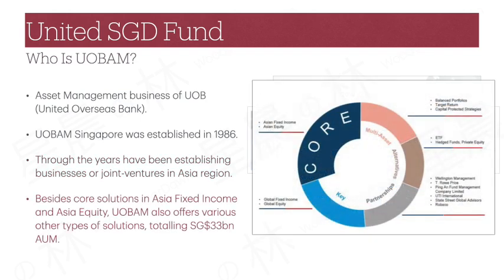UOBAM aspires to excel in Asia. As such, the core product offerings are Asian fixed income and Asian equity solutions that have the highest demand from Asian investors. That being said, over the years, they have also expanded their offerings in other exposures and asset classes, either via their own products or through partnerships with other fund providers. UOBAM manages 33 billion Sing dollars worth of AUM as of June 2024.